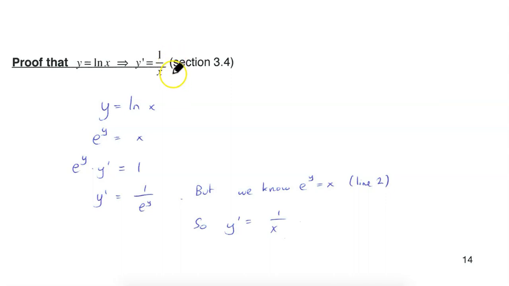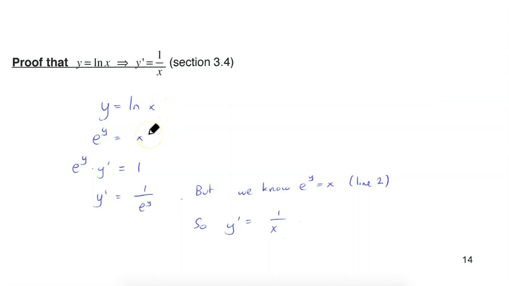We have y equals ln x, and we are trying to show that the derivative of y equals ln x is 1 over x. That's what we saw last class. To do that, I'm going to take the exponential function on both sides. So I get e to the y equals e to the ln x. And as you know, e to the ln x cancels out and it's just equal to x.